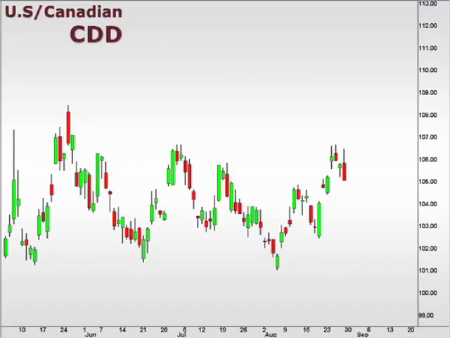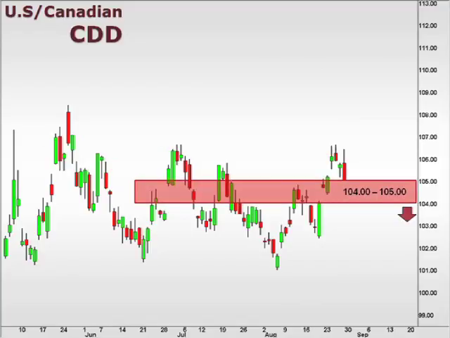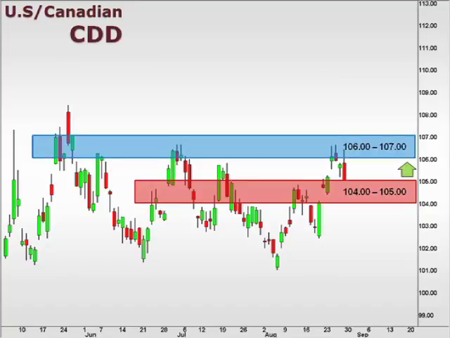Next up, the CDD, the U.S. versus the Canadian dollar. Well, the CDD closed the week lower, testing the support range of our 104-105 focal zone. A deeper retracement and subsequent failure to break above 105 opens the window for further U.S. dollar weakness. Now, a bounce is likely to meet with resistance back within that 106-107 range.